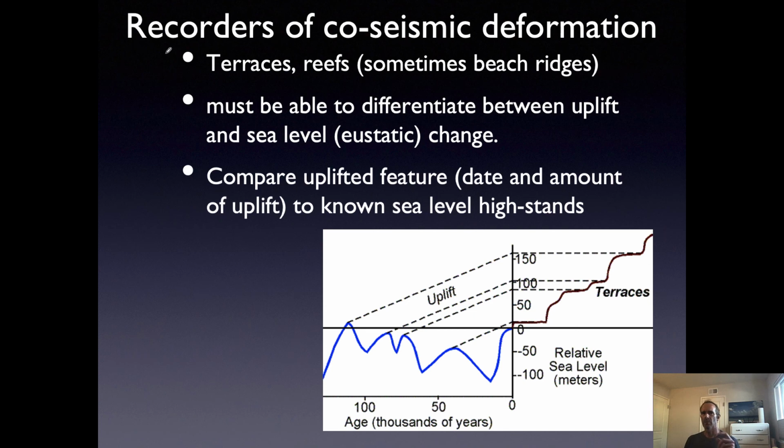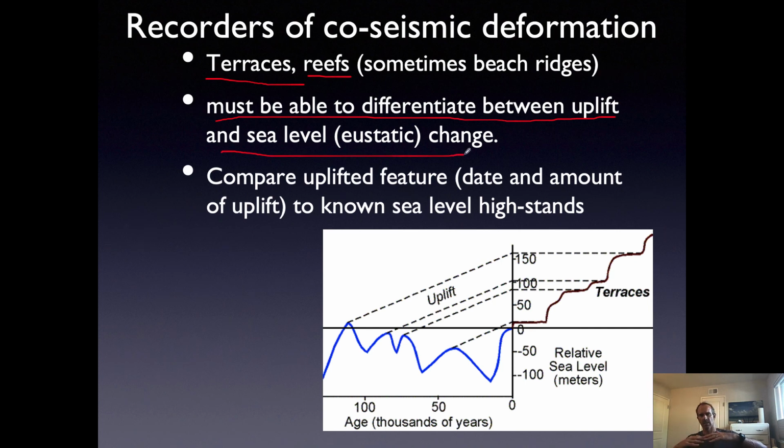But these terraces are important because they are recorders of coseismic deformation, of uplift of the coast. So generally, in California, we're using terraces. In other parts of the world where you do have coral reefs, you can use reefs as markers, like in that picture I showed a few slides back from the 2004 earthquake. But you've got to be able to differentiate between tectonic uplift and just sea level change.